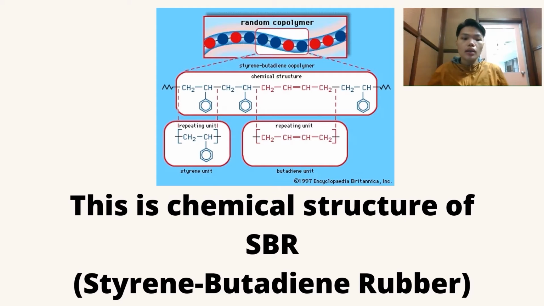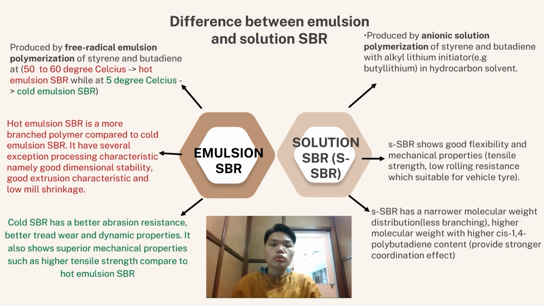As we can see, this is the general chemical structure of SBR, styrene butadiene rubber, which is made out of repeating units of styrene and butadiene. Emulsion SBR is produced by free radical emulsion polymerization, which can be further divided into hot and cold emulsion SBR. Hot emulsion SBR is done at 50 to 60 degrees Celsius, while cold emulsion SBR is done at 5 degrees Celsius.